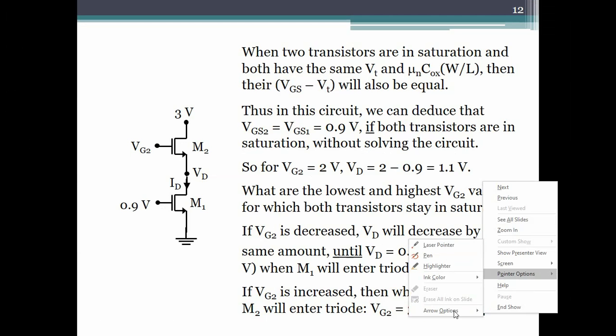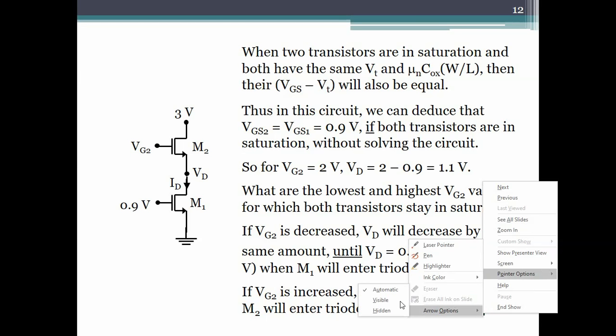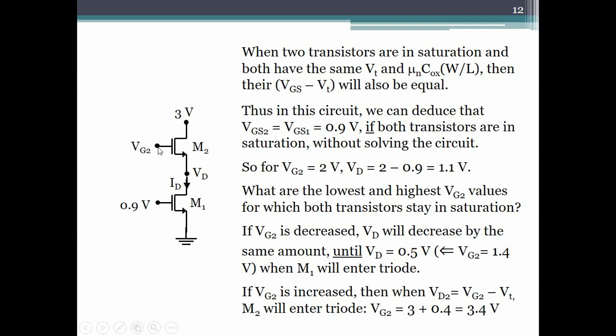So as Vg2 is decreased, as long as M1 stays in saturation, well, first of all, as Vg2 is decreased, VS will decrease so that the VGS stays the same as 0.9 volts. And so VD will decrease. Therefore, if VD is decreased, at some point M1 will go into triode. What is that point? What is the VD at which M1 goes into triode? We've already seen 0.9 minus 0.4, so 0.5 volts.